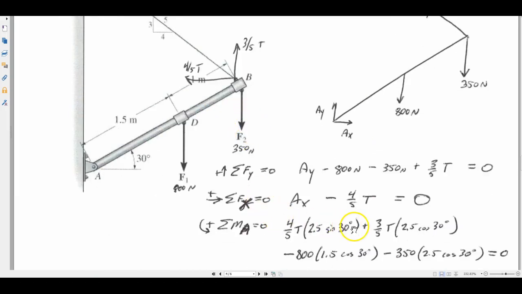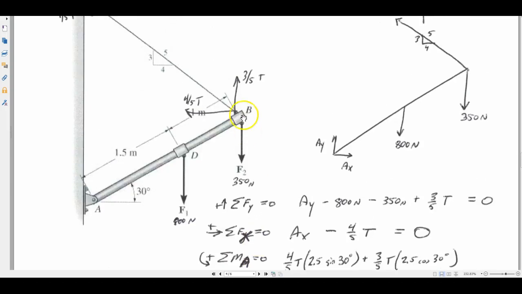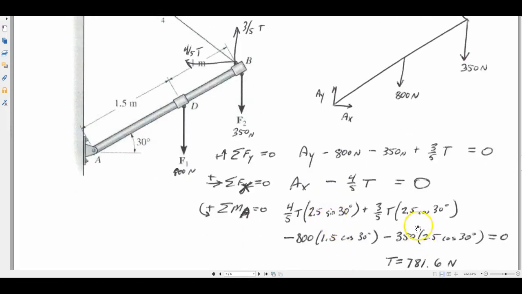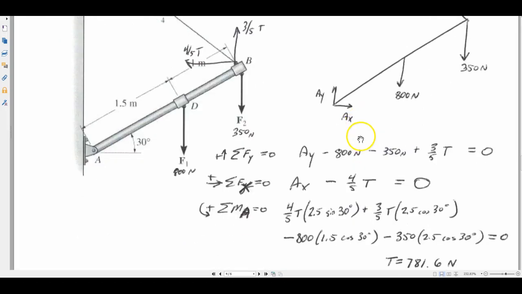I chose A. The reason I chose A was that the only unknown is tension T, and so I could directly solve for tension T using point A. If you use point B, you're going to have 2 unknowns because you're going to have AX and AY here. Nothing wrong with that. You'll just have a little bit harder solution. So that one's not too bad. Make sure you know how to do that.